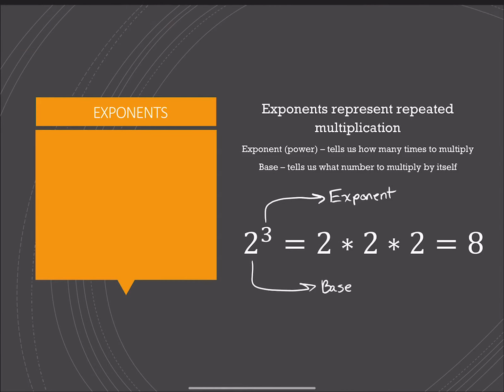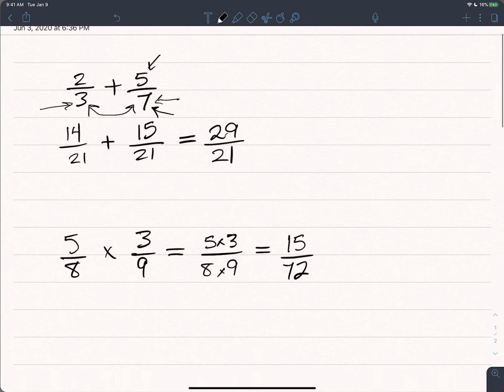So with exponents, exponents basically represent repeated multiplication. We have two important parts: the base of the exponent and the exponent. The base is the bottom number and the exponent is the top number. The exponent tells us how many times to multiply, and the base tells us what to multiply by itself. So 2 to the third power is 2 times 2 times 2. Since it's to the third power, we're multiplying 2 by itself 3 times. It's repeated multiplication.